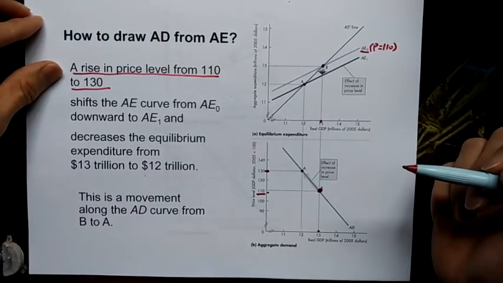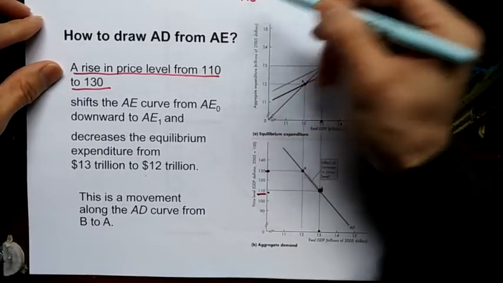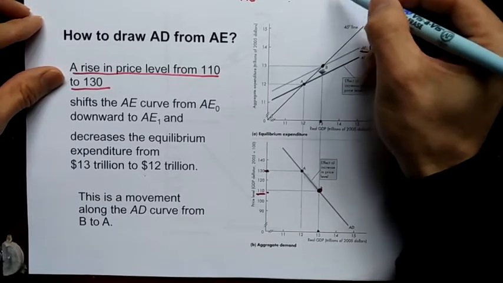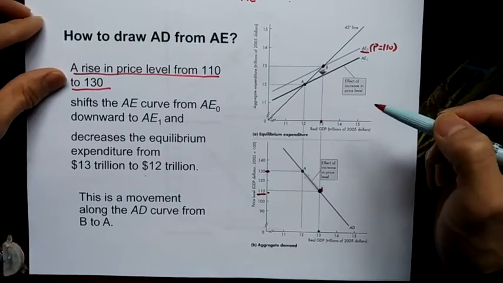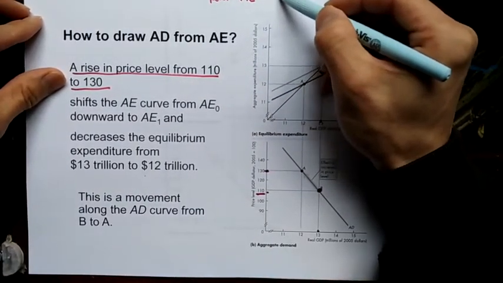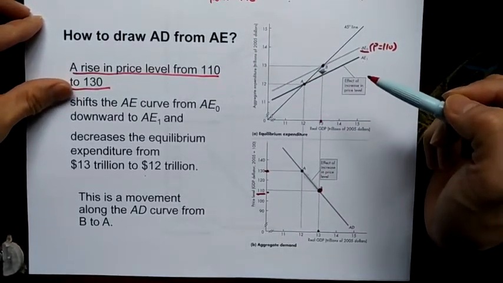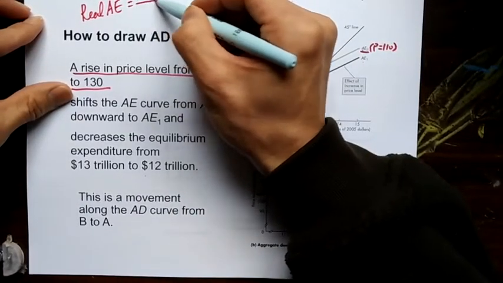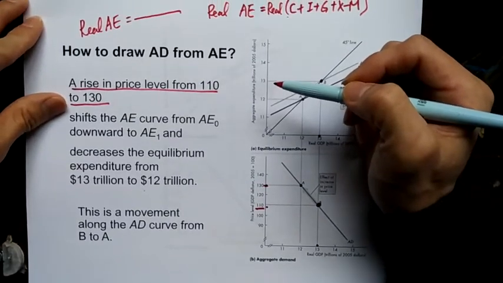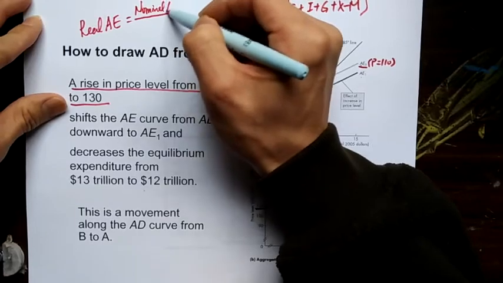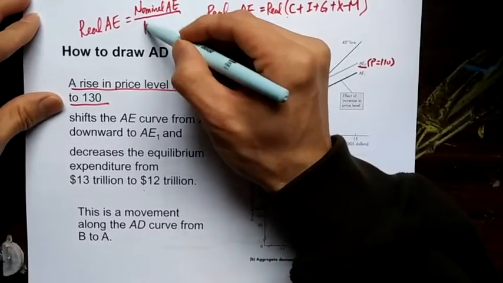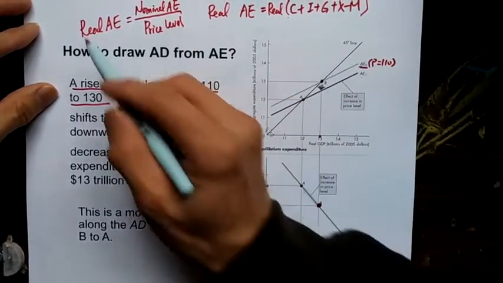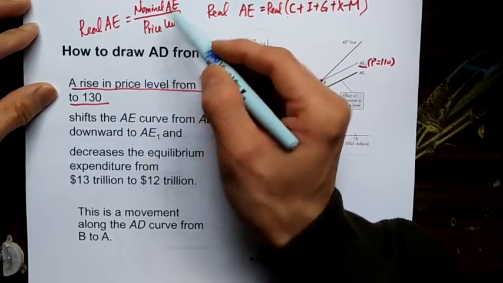When price level increases, what happened to the aggregate expenditure function? Remember, aggregate expenditure function is C plus I plus G plus X minus M. And we ignore this real in chapter 11. What is real aggregate expenditure? Remember the definition of real in macroeconomics? Real is nominal divided by price level. So real is nominal divided by price level.